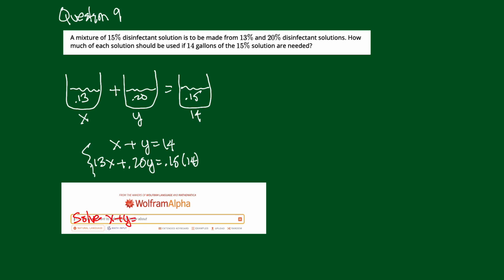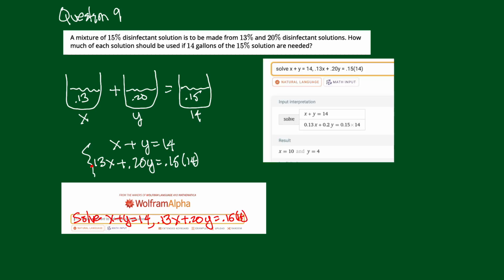X plus Y equals 14, comma, point 13x plus point 20y equals point 15 times 14. So this is what I got when I typed it in, and I can see down here at the bottom, there's my solution. So I'm getting x equals 10, y equals 4, but what is x and what is y?